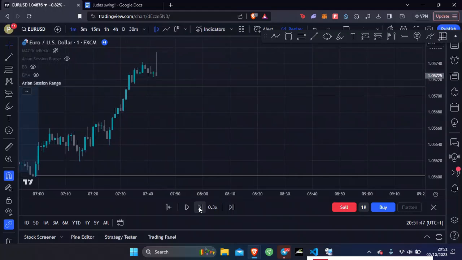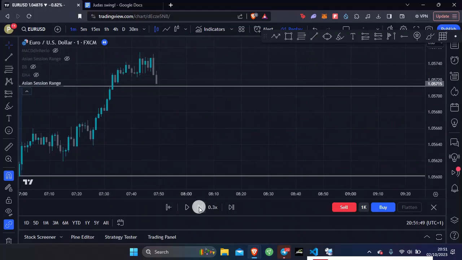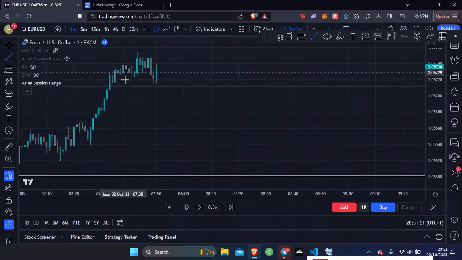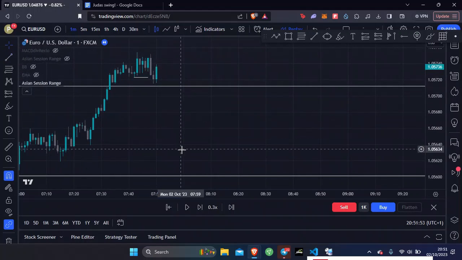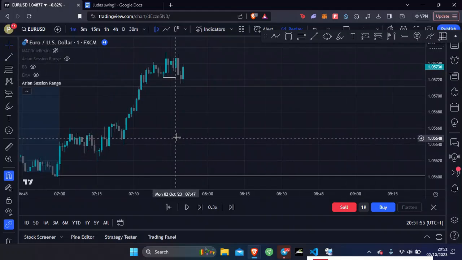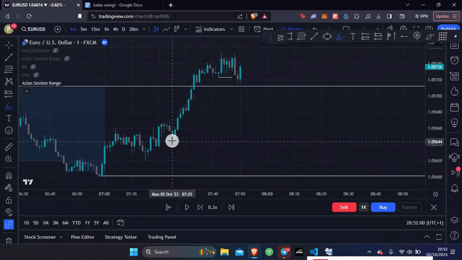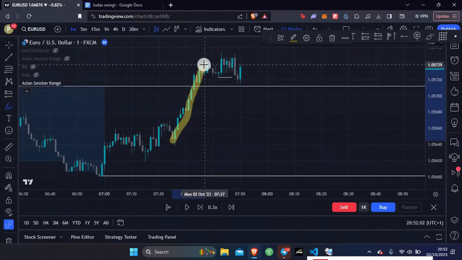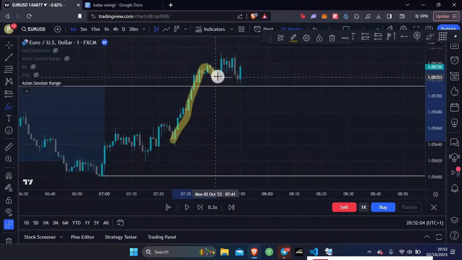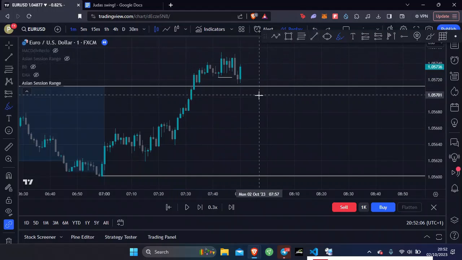Okay guys, if you watched my last video, tell me something. Would you class this as a market structure shift? I'll give you a second to think about it. Would you class this right here as a higher high, higher low, higher high? Tell me. Okay, time's up.